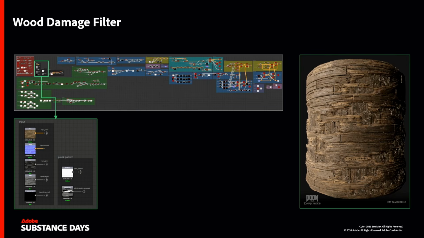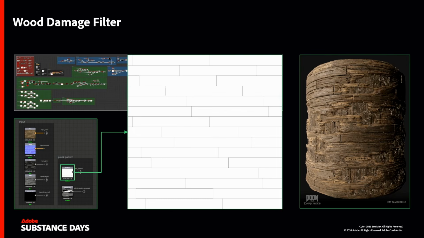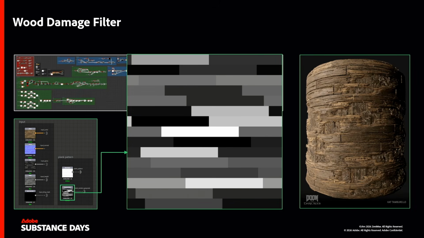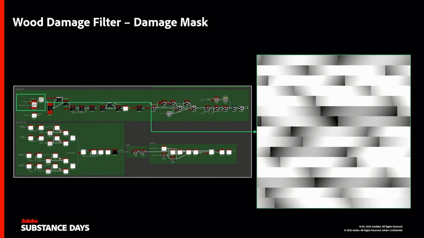We have our base wood textures, our plank pattern, and our plank random grayscale. All of these are outputs from our material to plank nodes. So let's take a look at our damage mask. I start out with a flood fill mapper with a gradient linear. The scale, position, and rotation adjust the results we can get here.